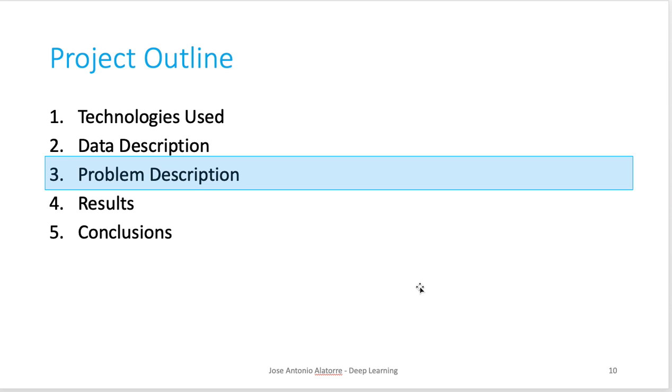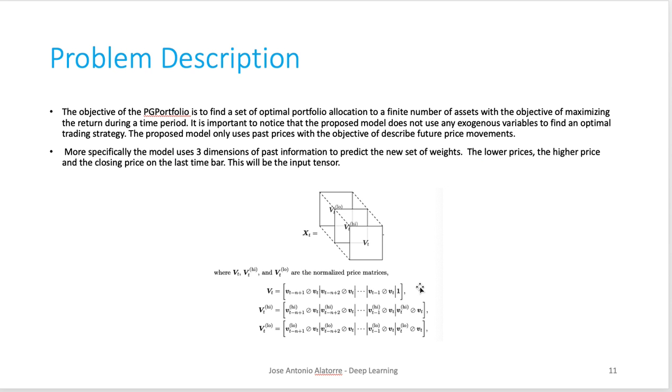So what is the description of the project? As I mentioned, we're gonna have our tensors. Our tensor is gonna be this X, which has 3 dimensions. It has the lowest price, the highest price, and the closing price, that is VT, in a 30-minute bar.